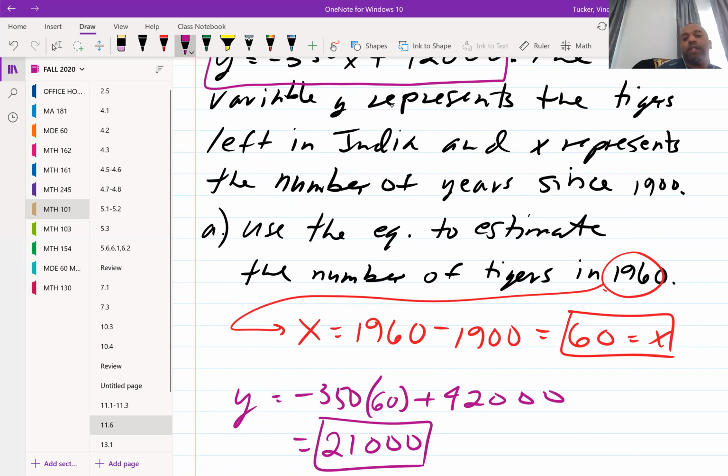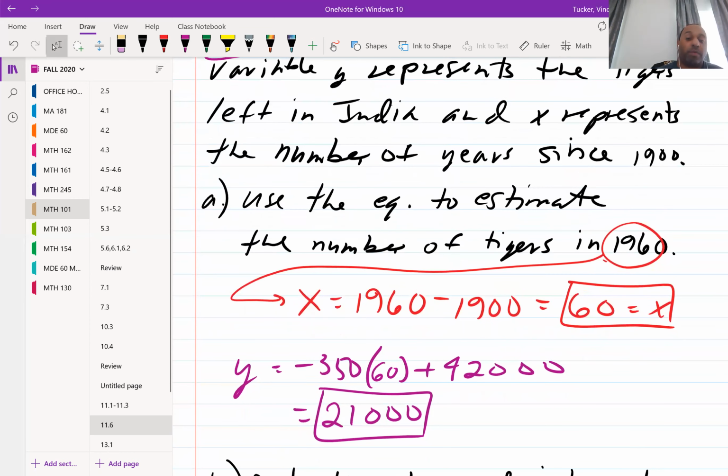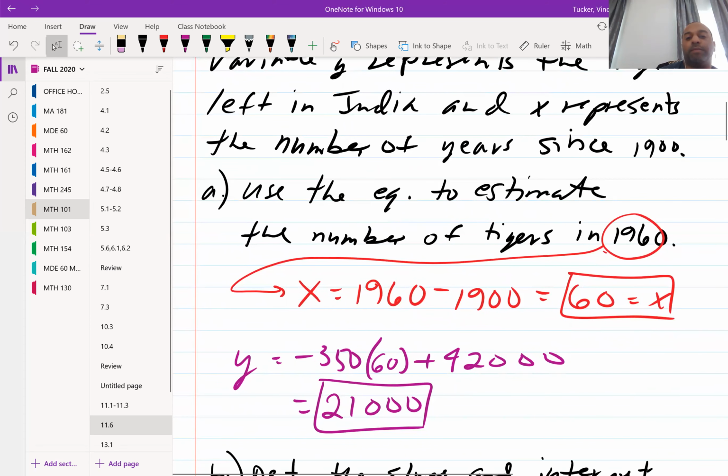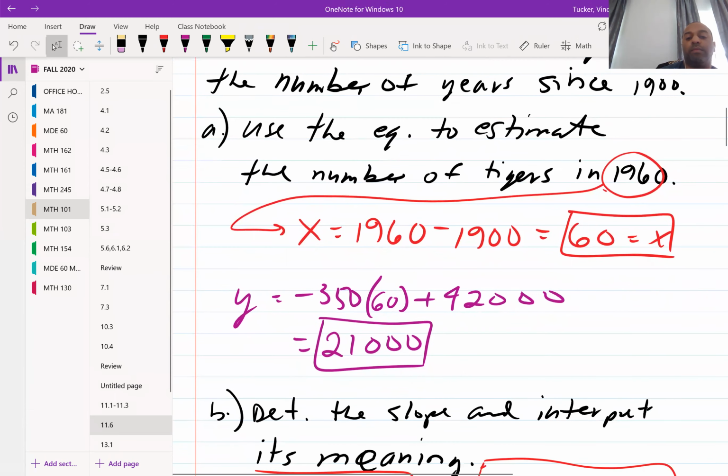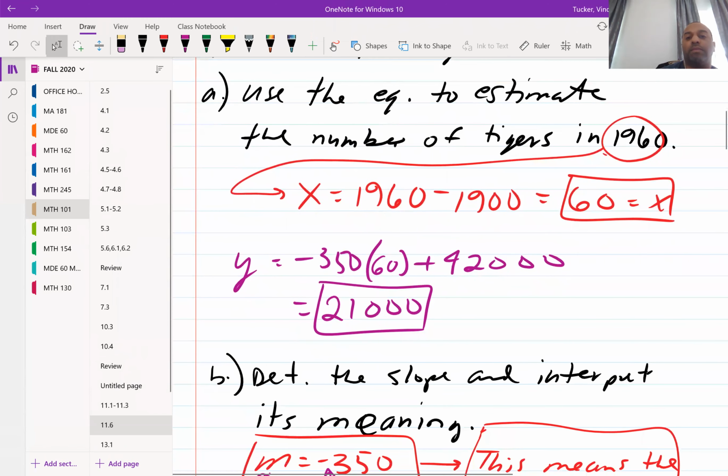So negative 350 times 60 plus that 42,000 is going to be 21,000. So it's going to be estimated 21,000 tigers in India in 1960. All right, any questions? Let's scroll up.